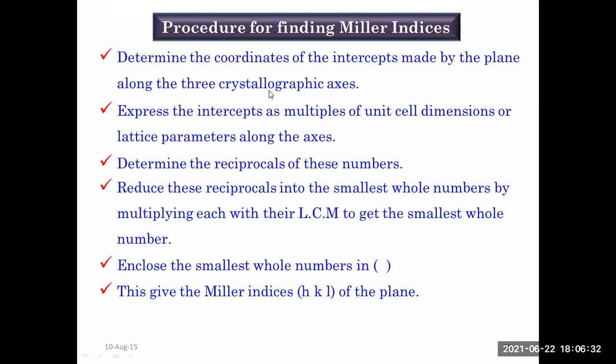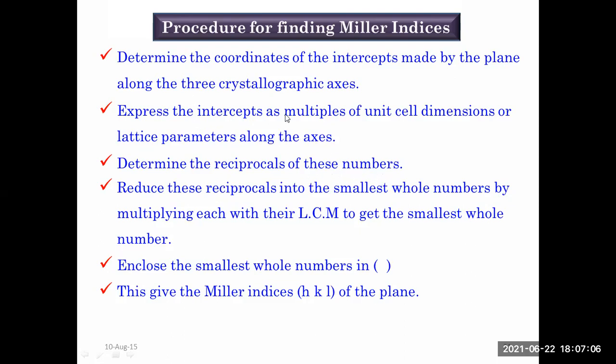Let us see. First of all, you determine the coordinates of the intercepts made by the plane along the three crystallographic axes. Then express the intercepts as multiples of the unit cell dimensions, or the lattice parameters, along the three axes, that is a, b, c. Then determine the reciprocals of these numbers.